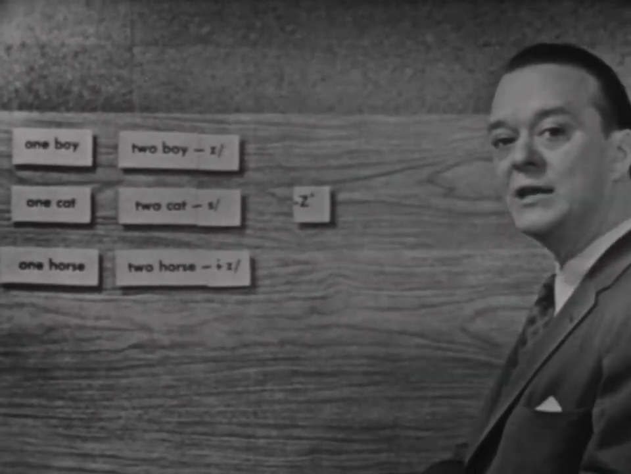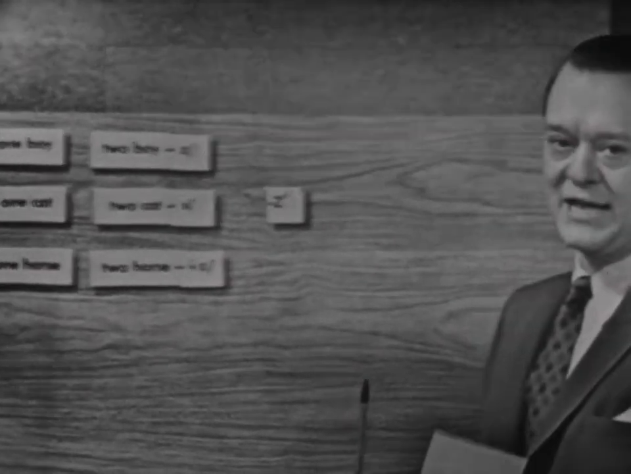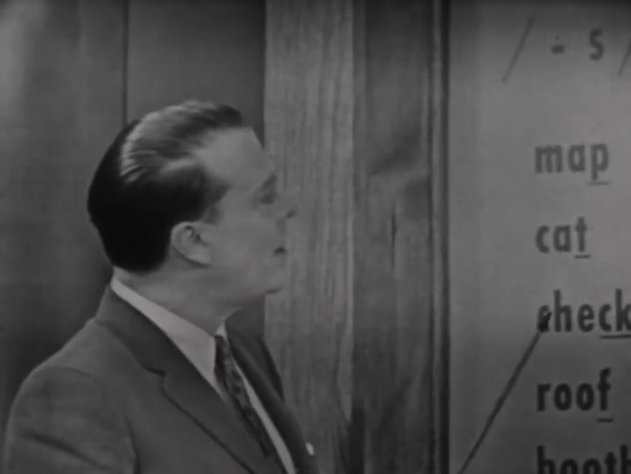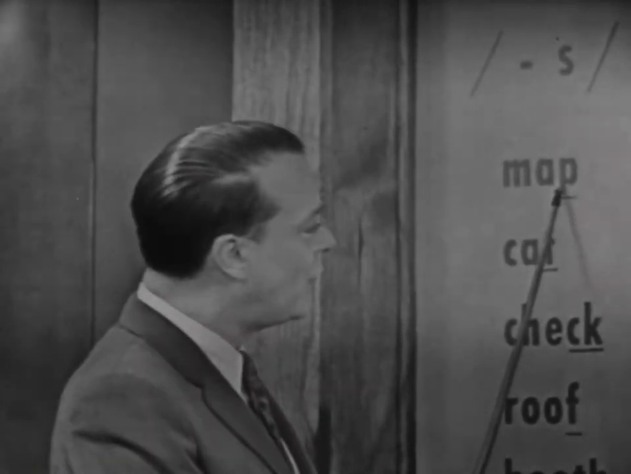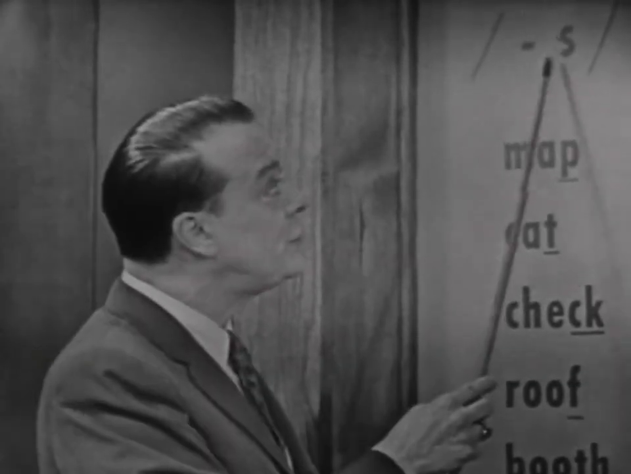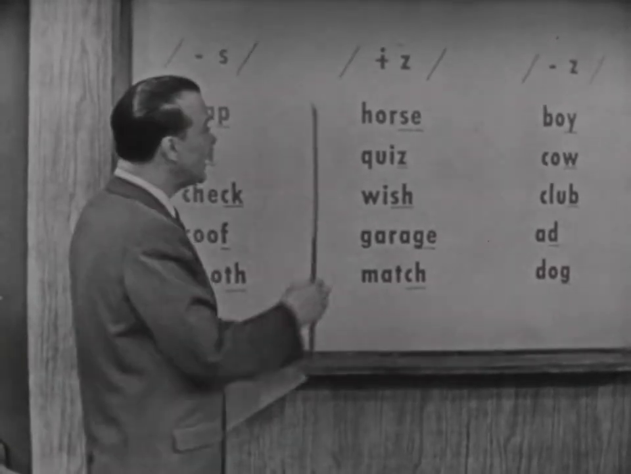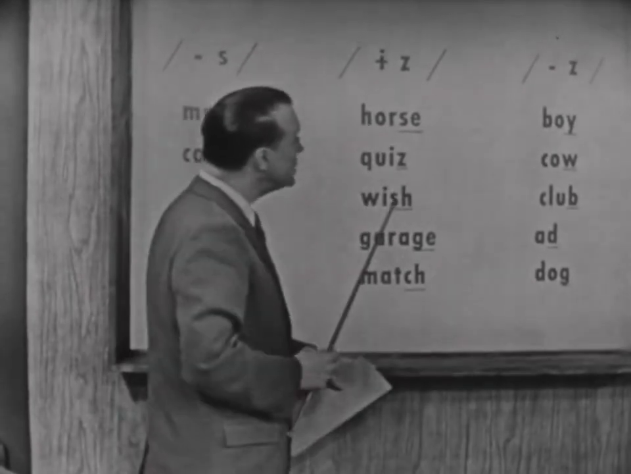Now what we're going to see is what rules, so to speak, govern the selection of the Z, the S, or the IZ. Here we have a statement of these particular distributions. If a word in the singular ends in a voiceless stop like P, T, or K, or a voiceless spirant like F or th, always we will have S as the allomorph, the member of the class of the morpheme Z1, the plural morpheme. These allomorphs are like the allophones of phonemes. They are now predictable in terms of what is going to occur.